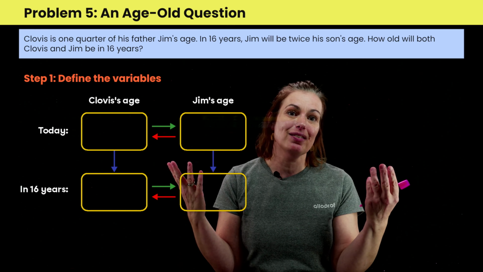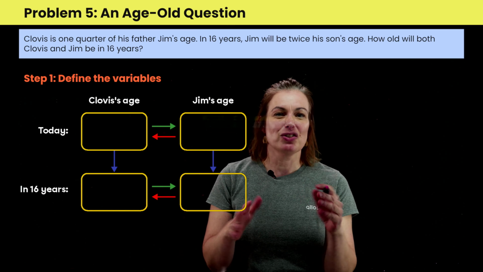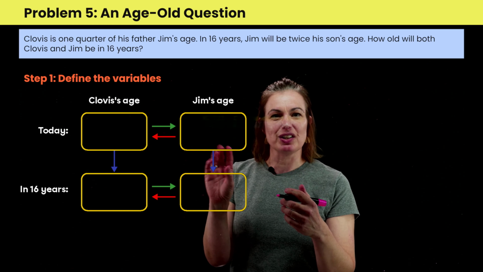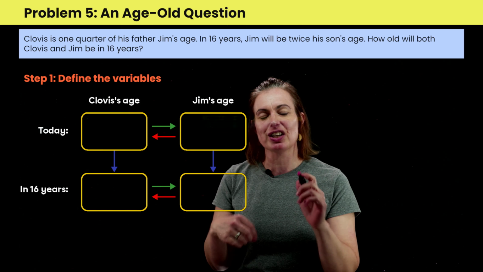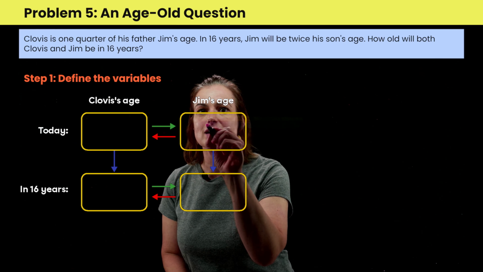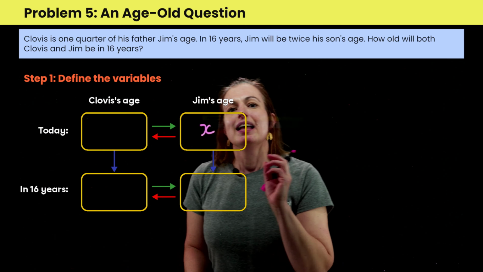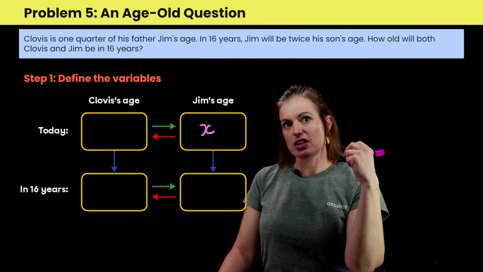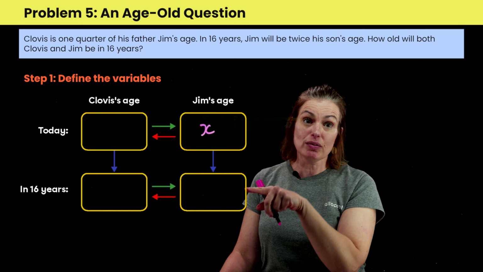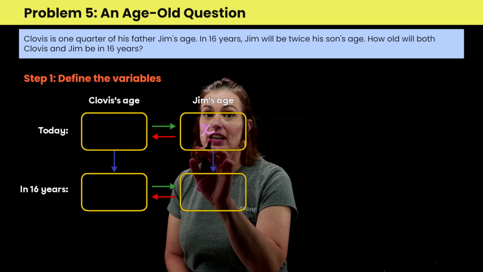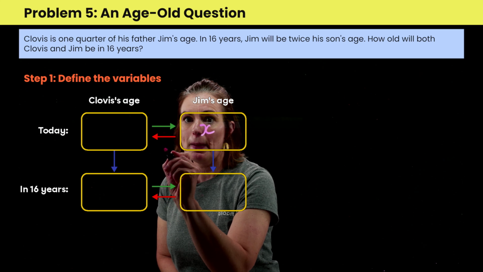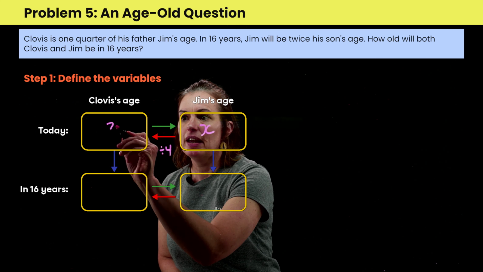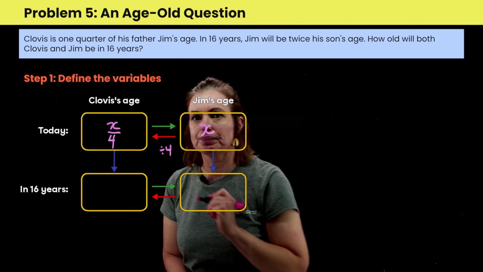And really, I have the option. So let's just explore how that would look, starting with Jim's age. So if I take Jim's age today and I define that as my x, then Clovis is 1/4 of Jim's age today. So that would mean that to get Clovis's age, I'm going to have to divide Jim's current age by 4. And that would give me x divided by 4.